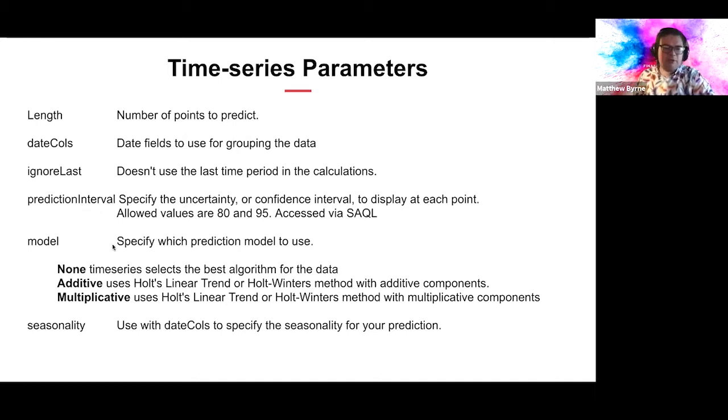Now, in addition to that, we can also specify the different models, which is no model. It's going to choose the best one for you, which is what I would suggest. We also have additive and multiplicative. The method used is a Holt linear trend or a Holt-Winters method with additive components. That's all I can tell you about the names of those.